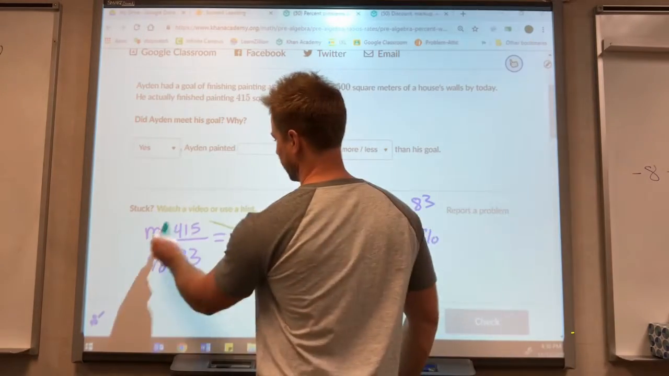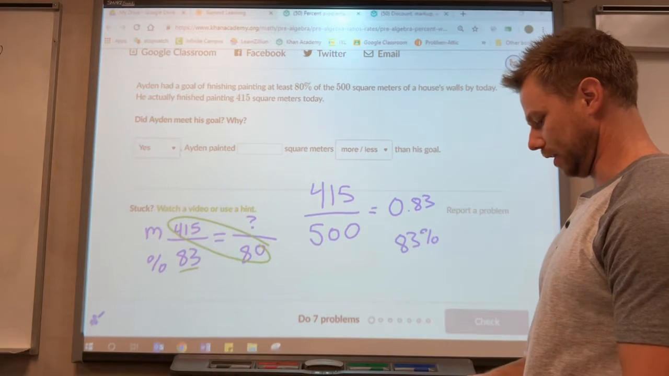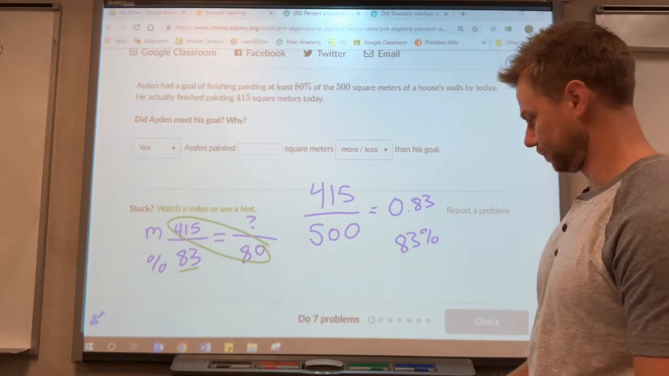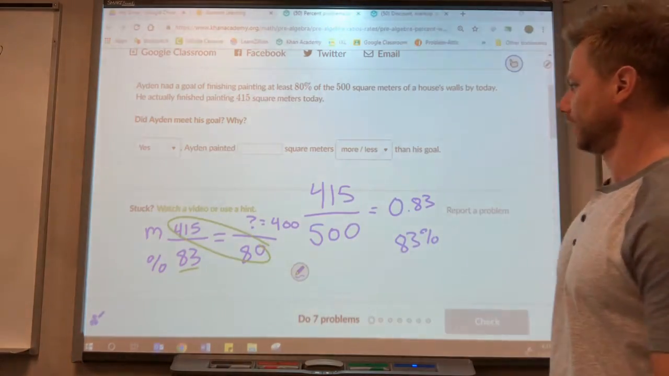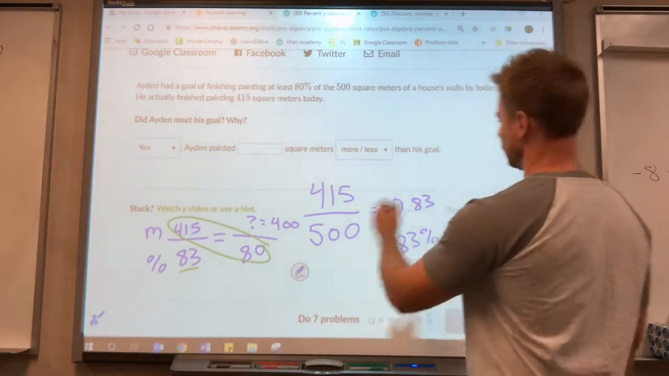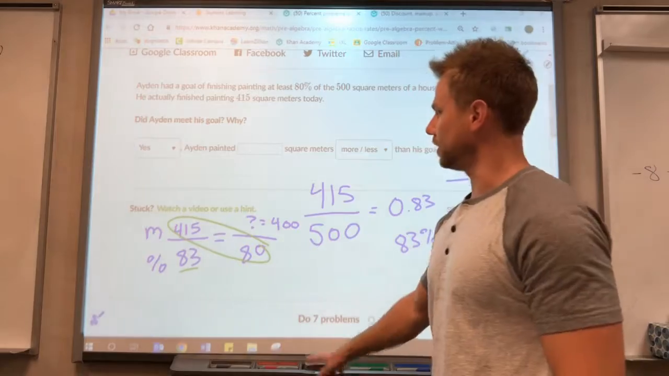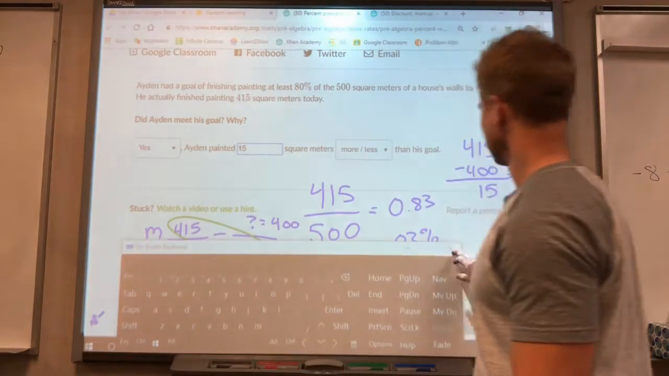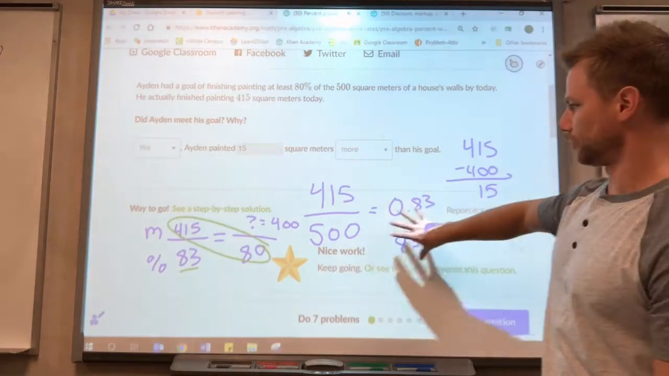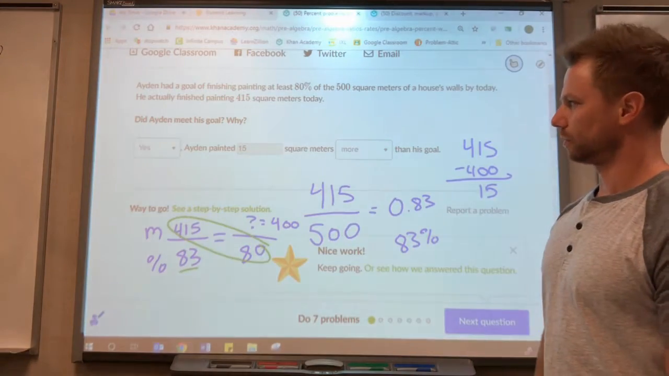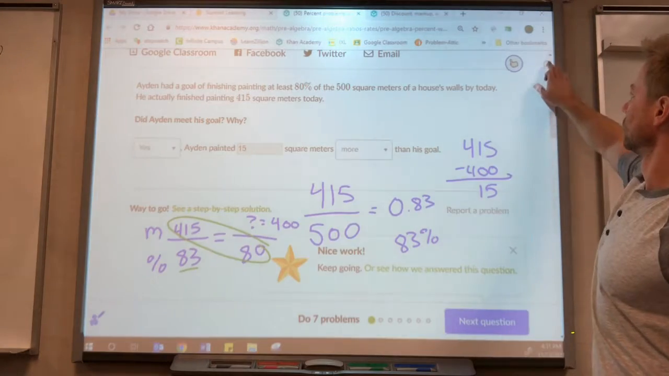Okay, so we're gonna cross multiply and divide. Figure out what that turns out to be. So 415 times 80 divided by 83 turns out to be 400. Okay, so 400 would have been 80%. He did 415. So that means he did 415 minus 400 is 15. He did 15 meters more than his goal. All right, so first we figured out the percentage, then we set up a proportion to figure out how much more he did. Okay, so quite a few steps to that problem, but still using our proportions to do that.